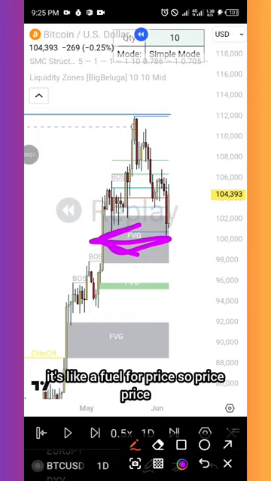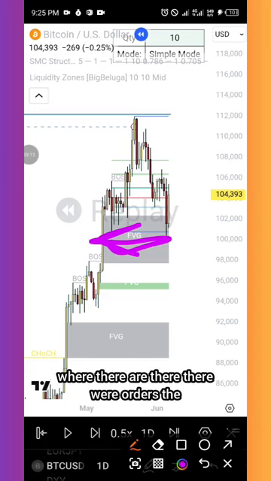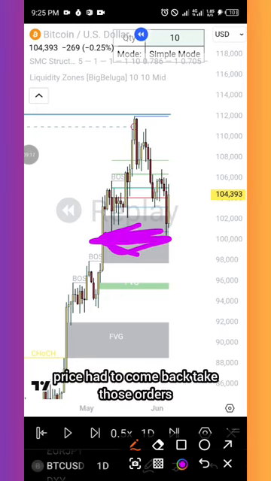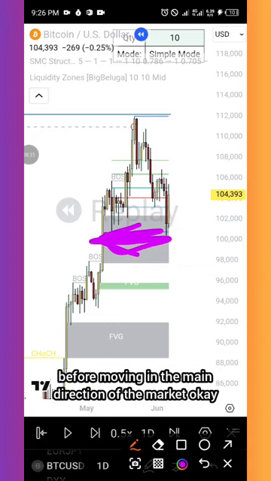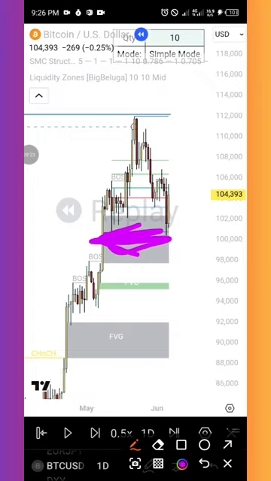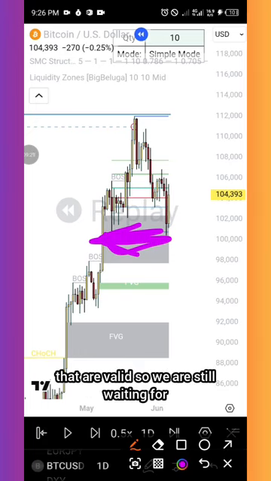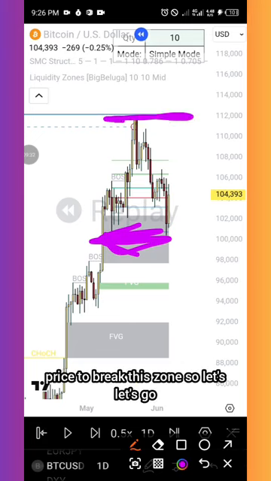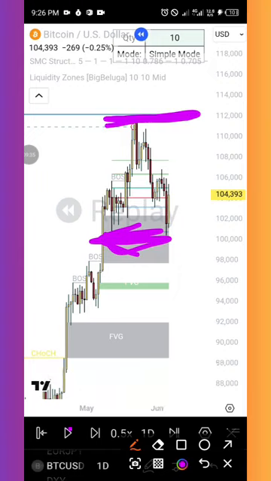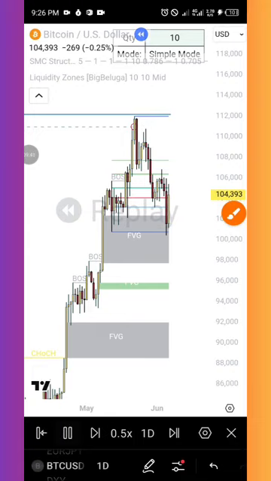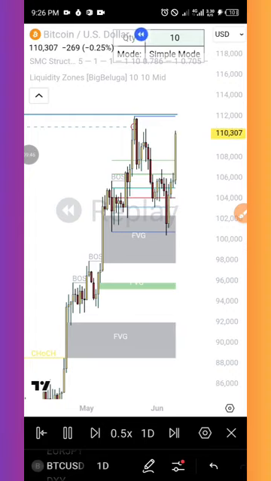There are areas where there were orders. In fact, there are orders here at this zone. Price had to come back, take those orders before moving in the main direction of the market. But the point is, you have to wait for zones that are valid. So we are still waiting for price to break this zone. So let's go. Okay, price is pulling up.